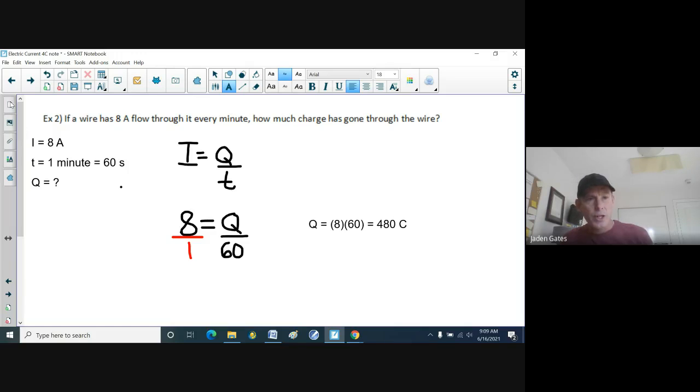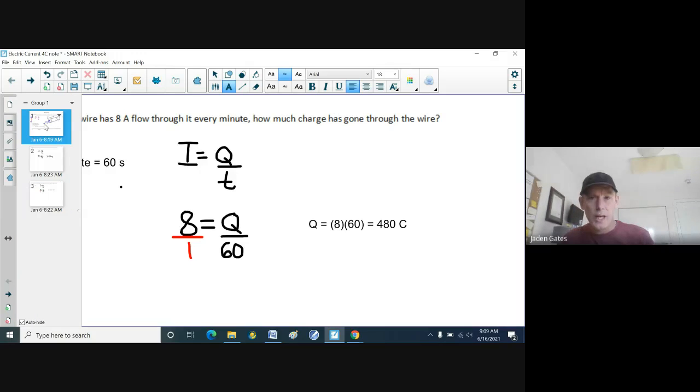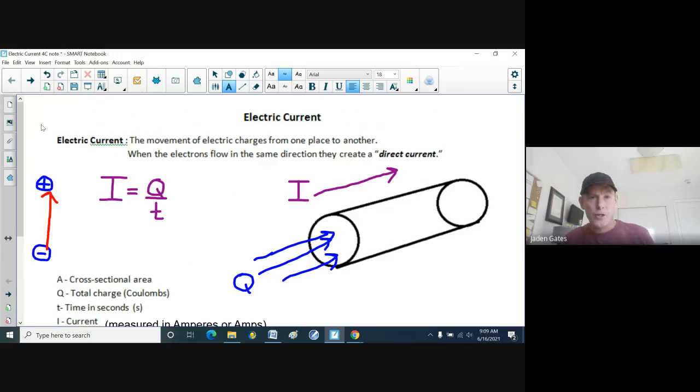So again, I told you it was a short lesson today. That's just one. We'll do another one at 9:30. But again, that's current, which is the measure of how much charge goes through that wire in a certain amount of time. And at 9:30, we will get into voltage. Hopefully those are words you've heard before.